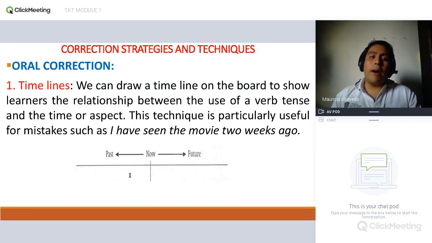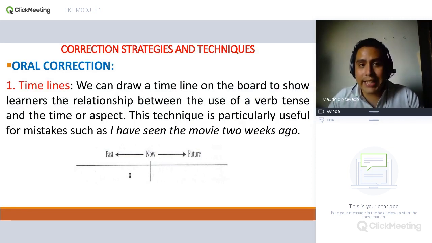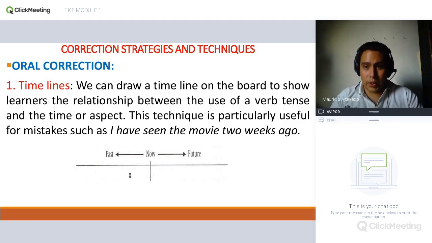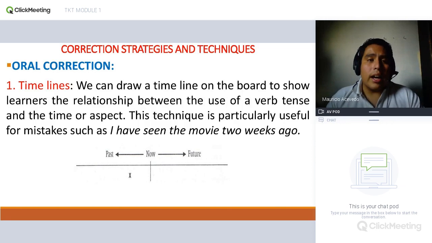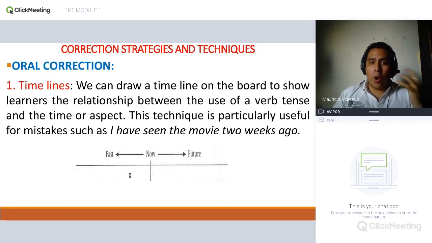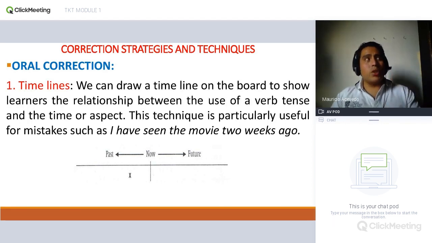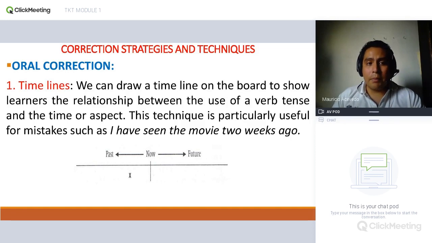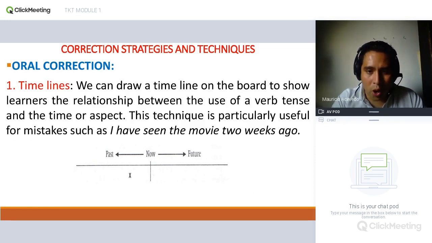I'm going to explain to you about correction strategies and techniques. As I was telling you, there are many strategies to correct your students. The first one is oral correction. Remember, we can correct in 2 ways: oral and written. In this case, we're going to talk about the oral way. The best way to correct our students is by timelines.